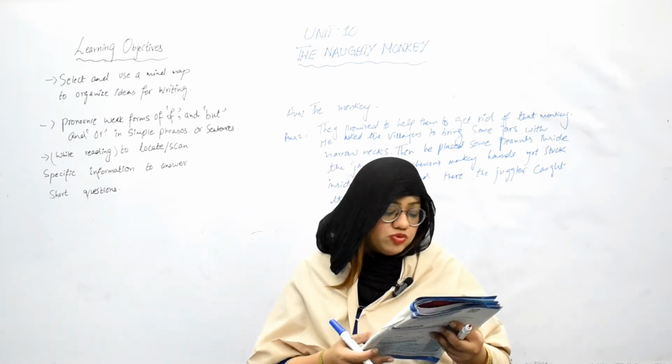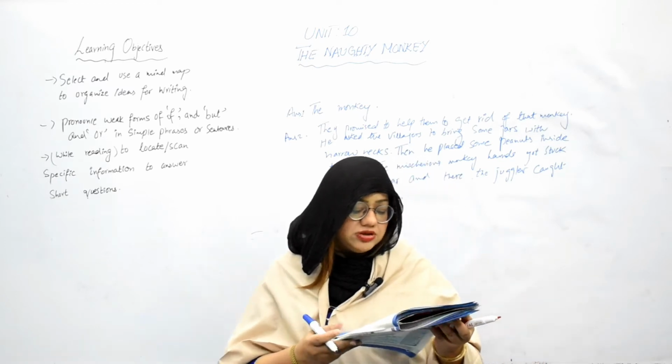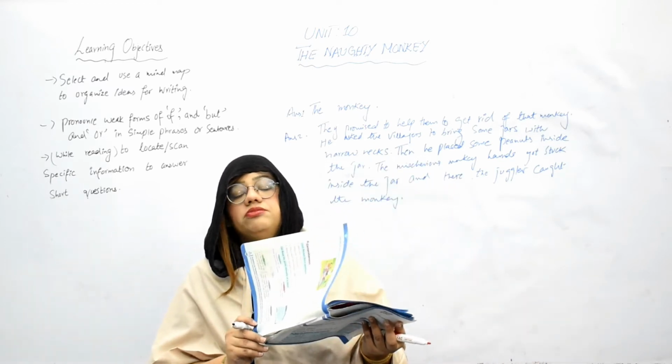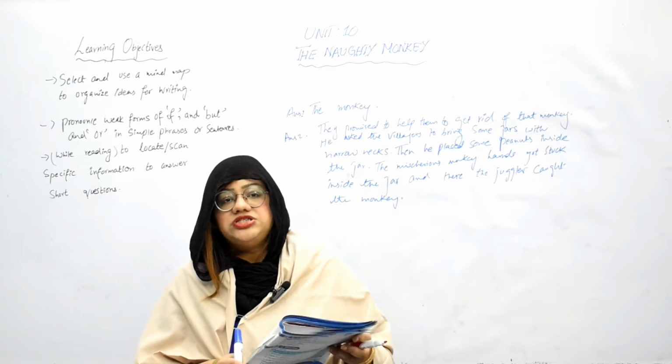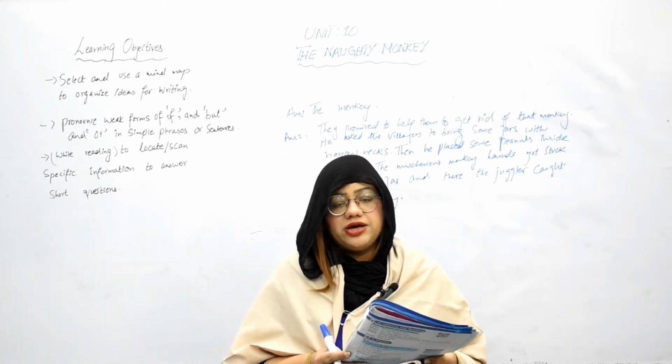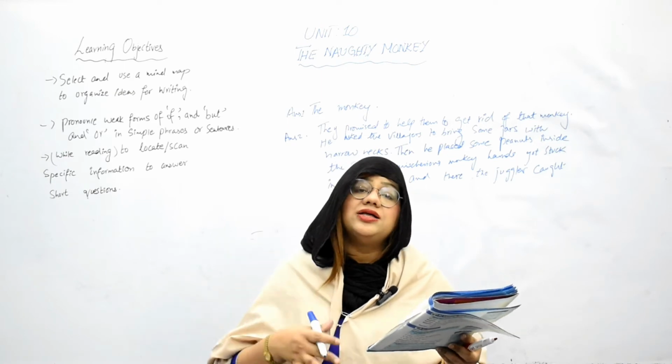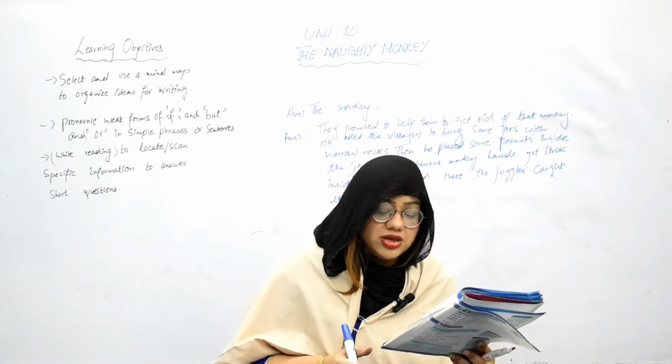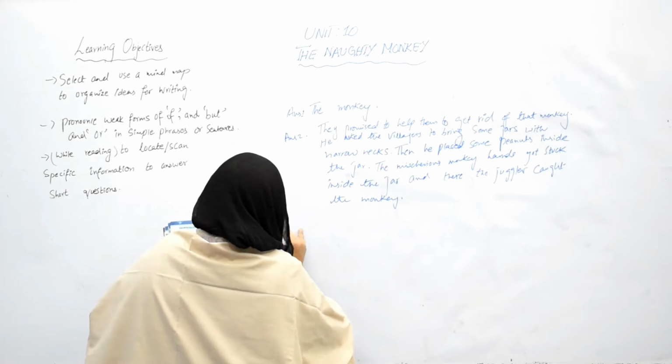So now let's move to the third question. Why wasn't the monkey able to escape? Can anyone tell me why the monkey wasn't able to escape? Because his hands got stuck in the necks of the jars.